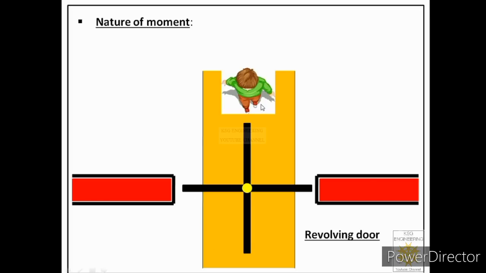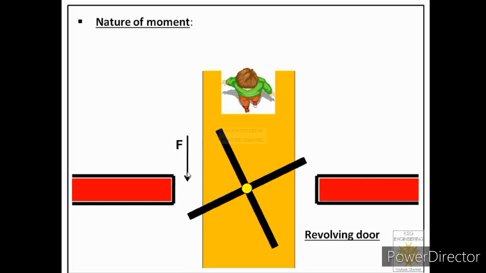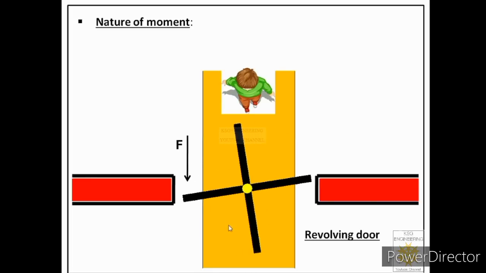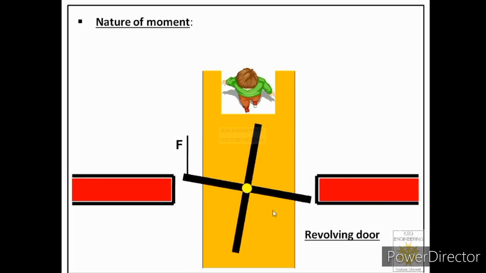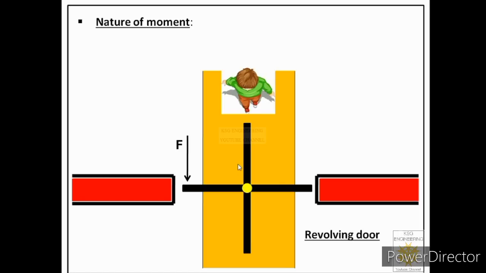Now suppose the person wants to go to the other side of the door from this particular side, then he will apply force at this particular point on the door. Now let us see what will happen then. If we apply a force at this particular end of the revolving door, then this door will rotate in anti-clockwise direction.